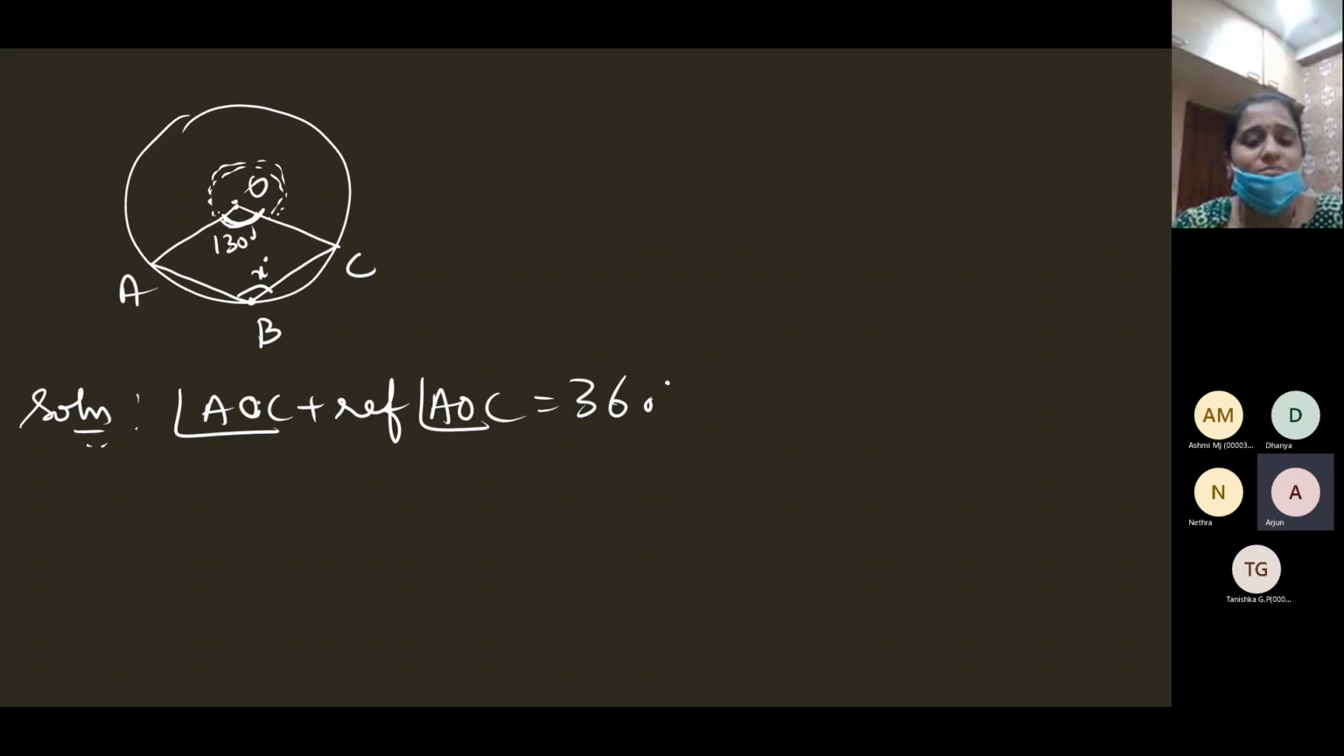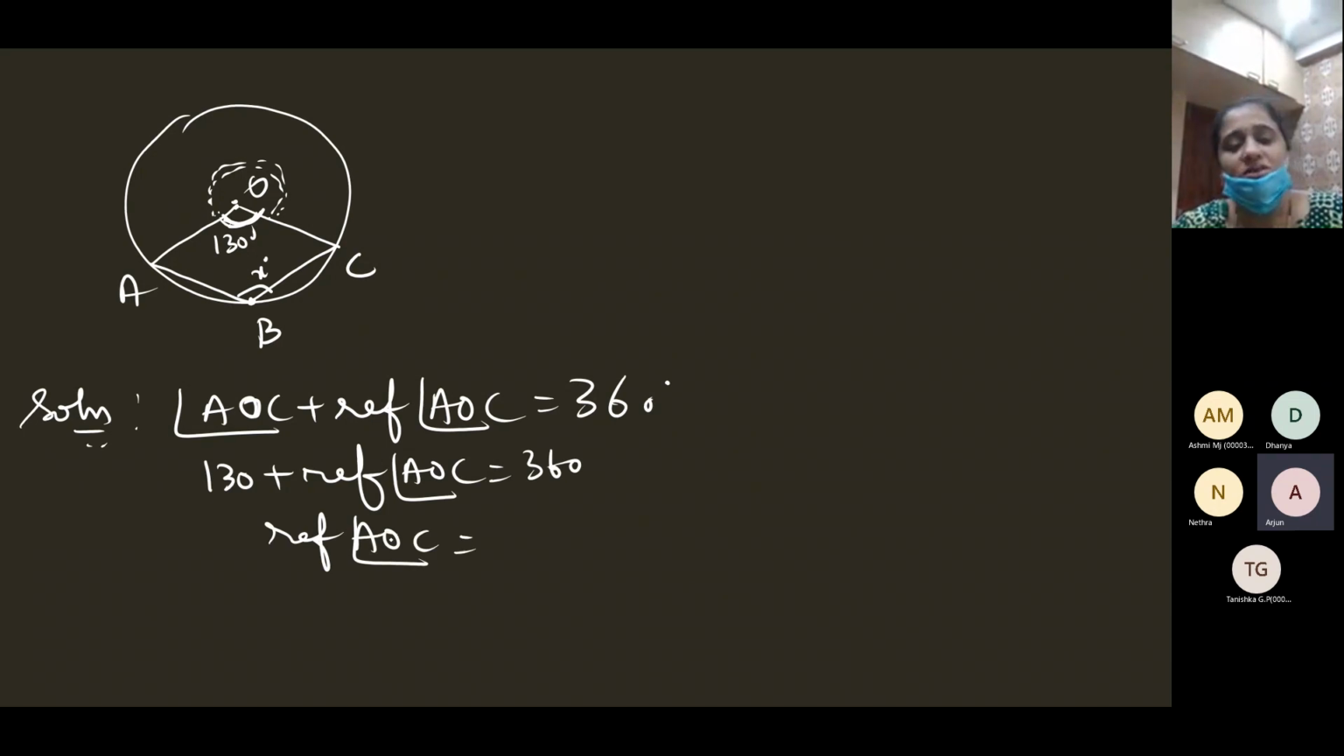So angle AOC plus the reflex of angle AOC will be equal to 360 degrees. The sum of the angles around a point is 360. So 130 plus reflex angle AOC is equal to 360. So reflex angle AOC is equal to 360 minus 130, which is 230 degrees. Now let's draw the figure again.